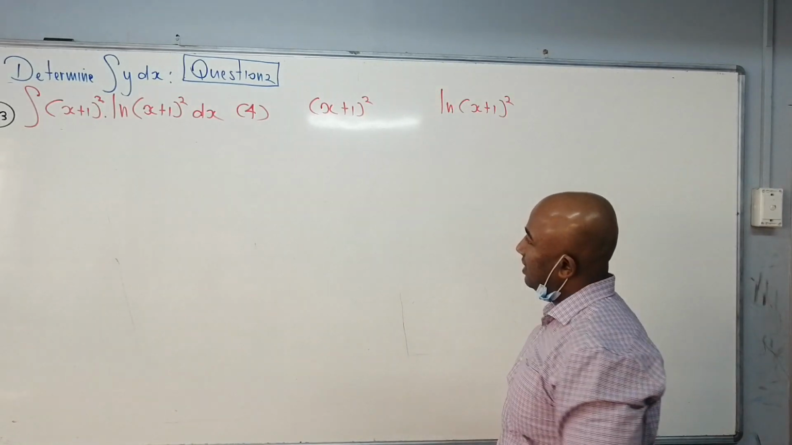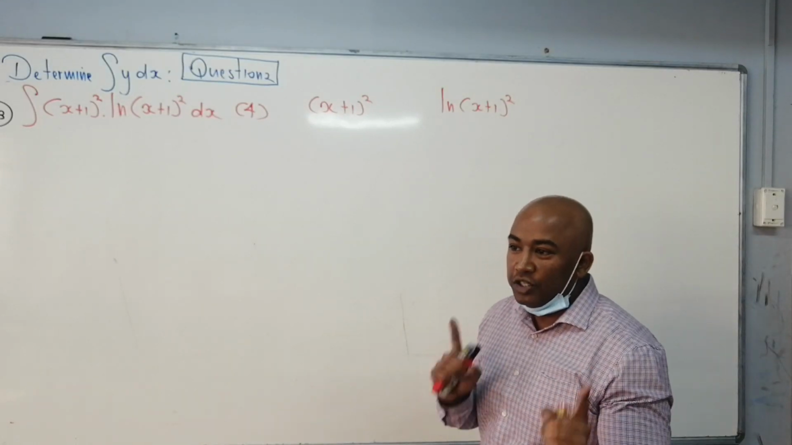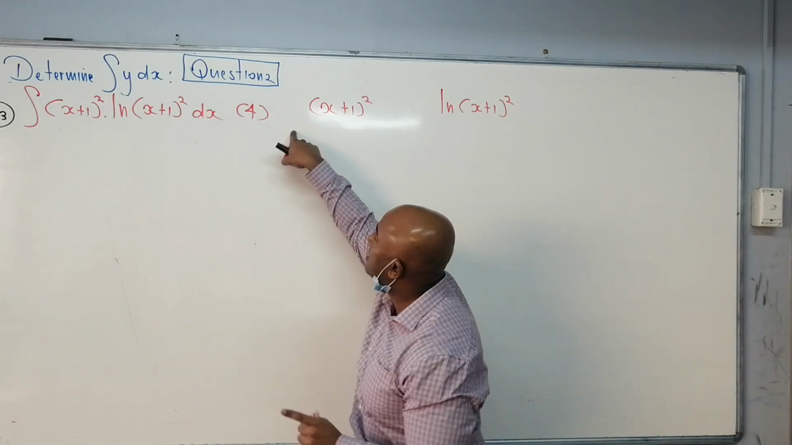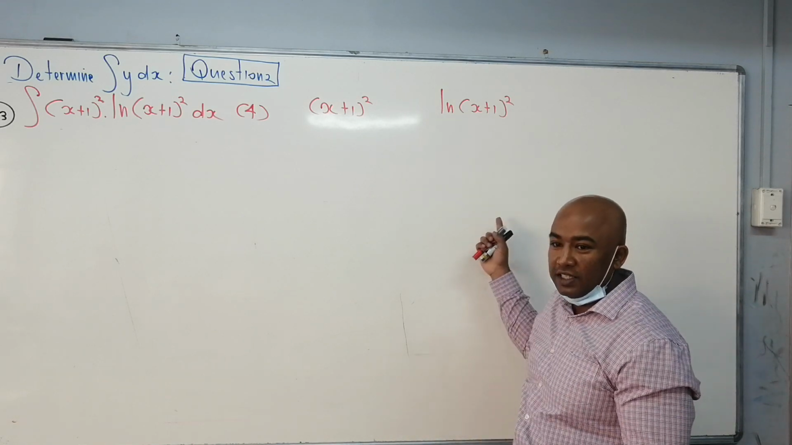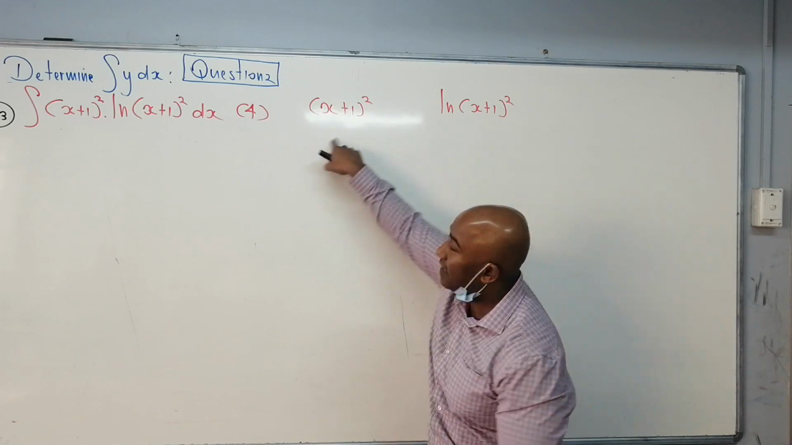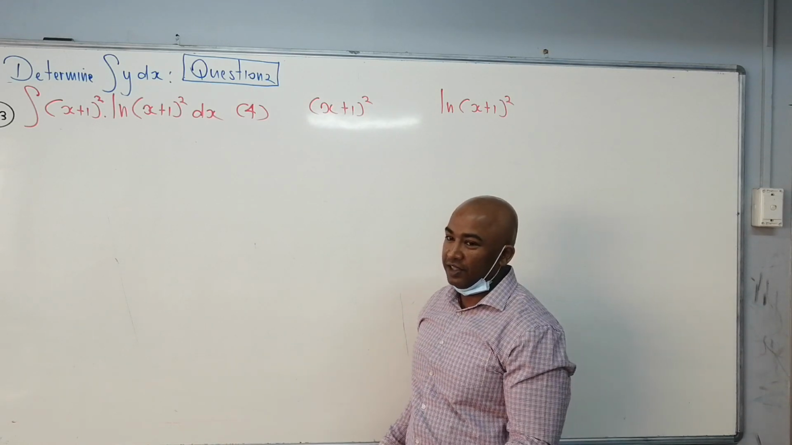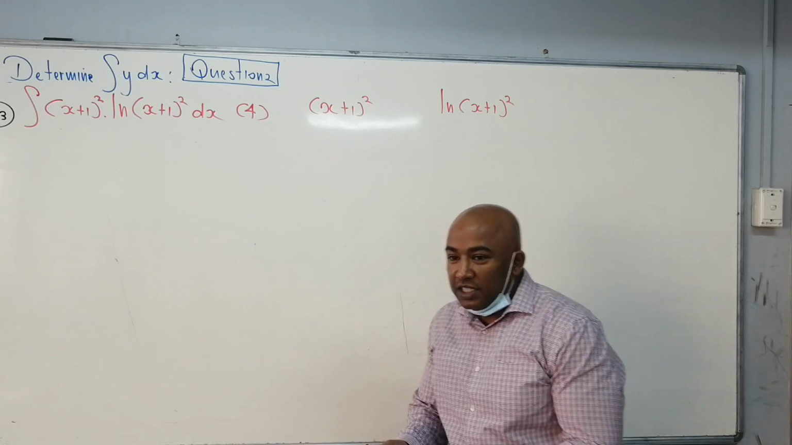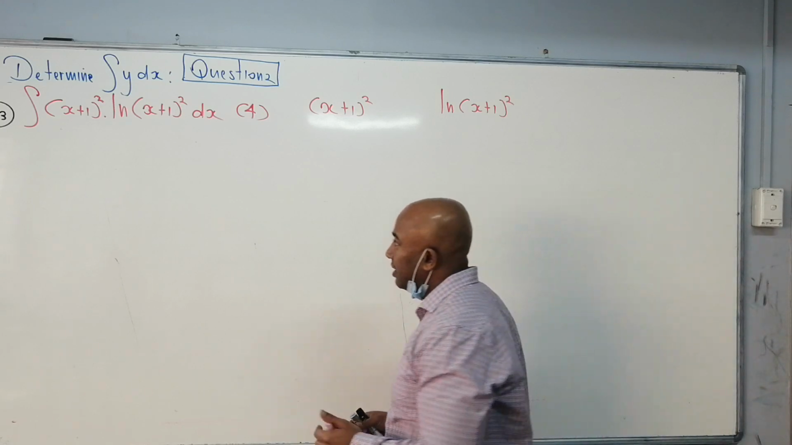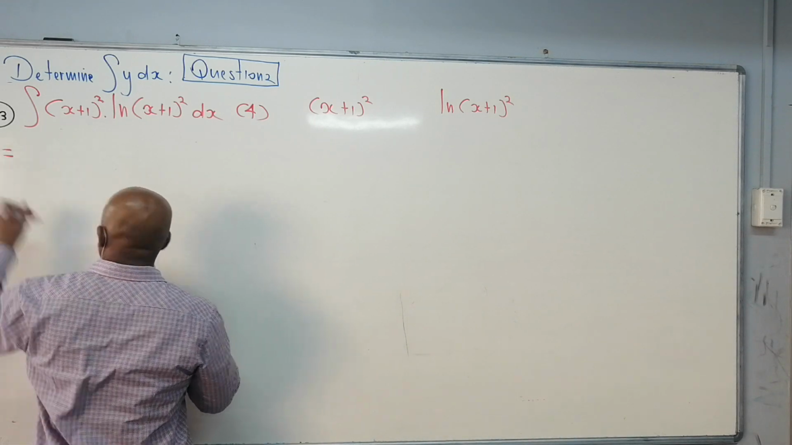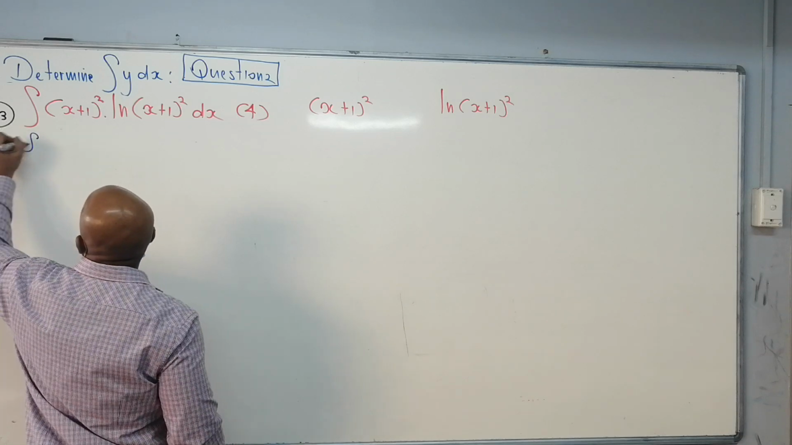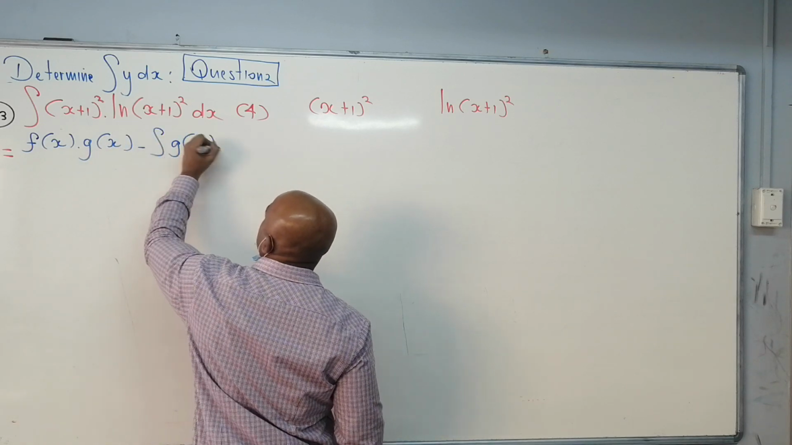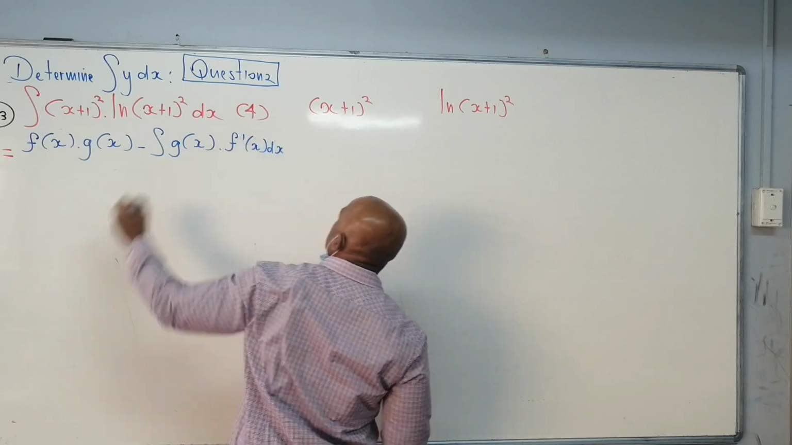plus 1 all squared. So if it is multiplication, the first thing you check for is, is one an exact derivative of the other? What does that mean? If I differentiate this, is that the answer to this here? Obviously not. If I differentiate this here, will that be the answer? No, it's not an exact derivative. Now, if it's not exact derivatives, then it's integration by parts. The formula, we're going to have f of x times g of x minus the integral of g of x multiplied by f prime x.